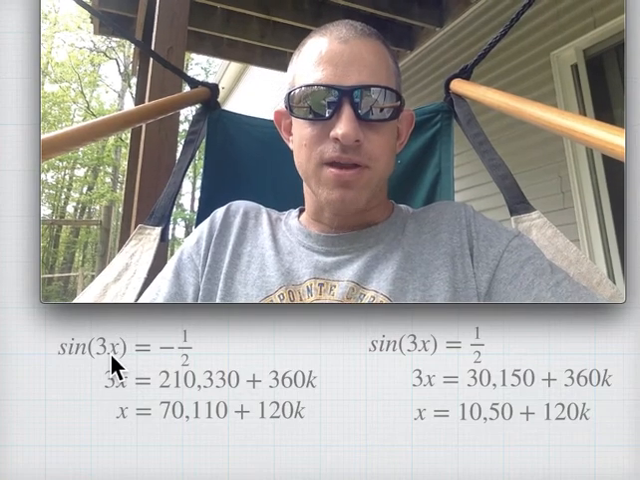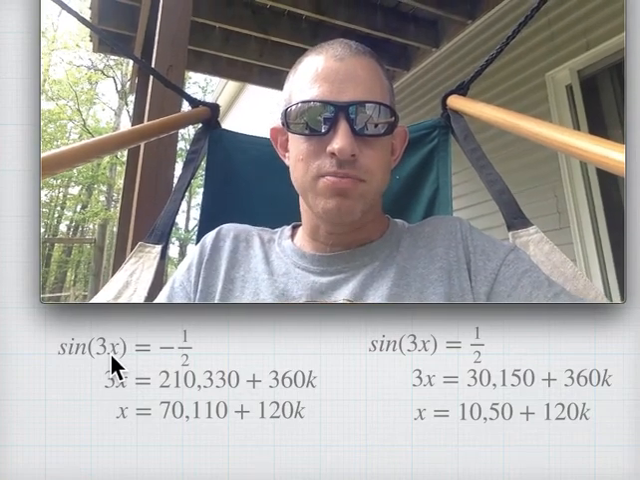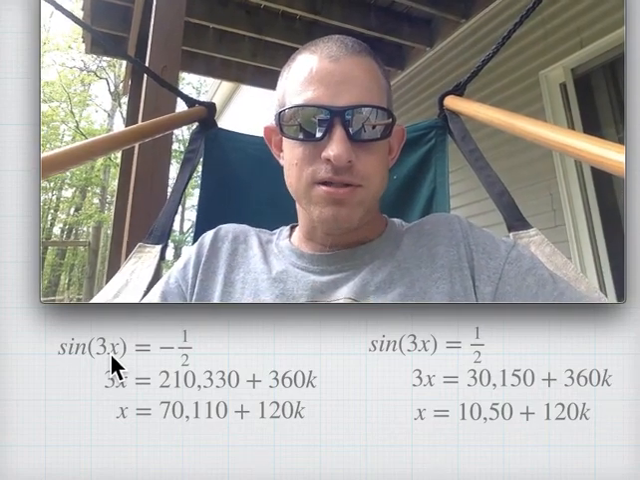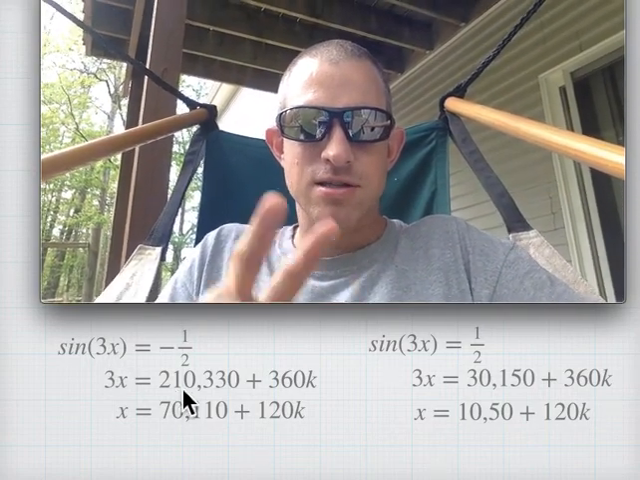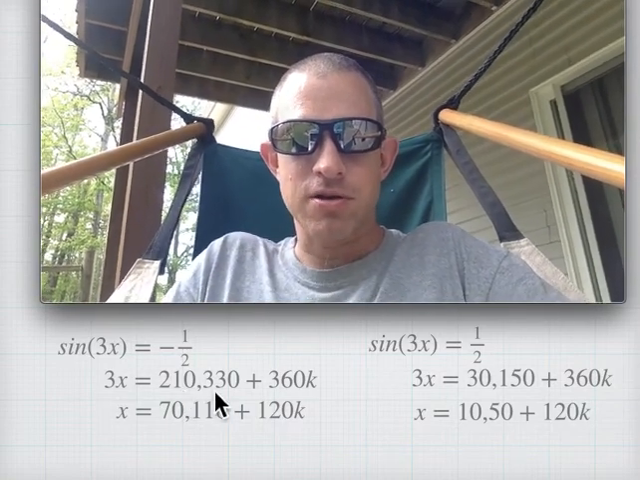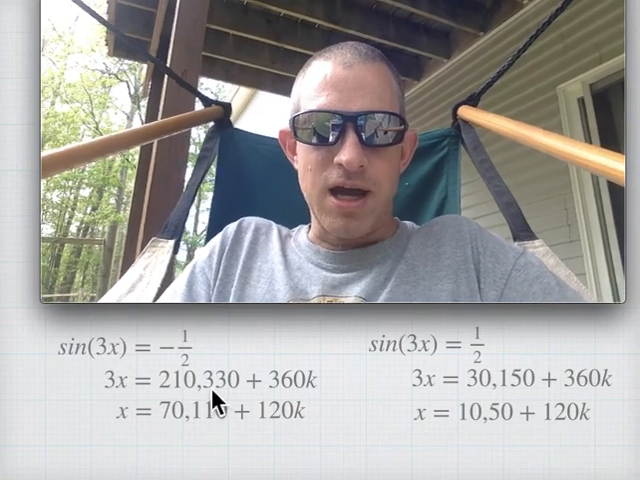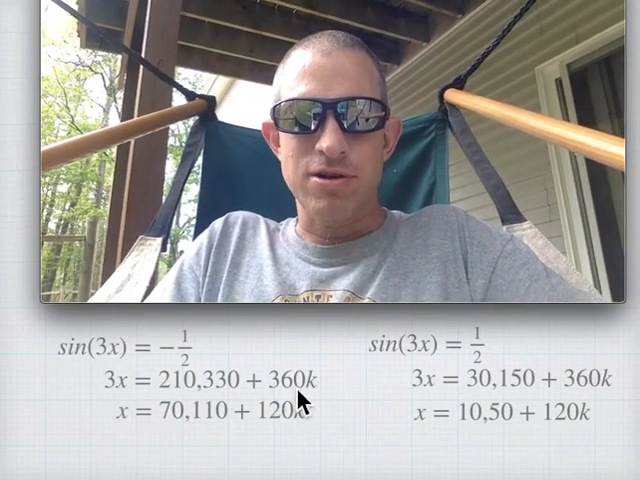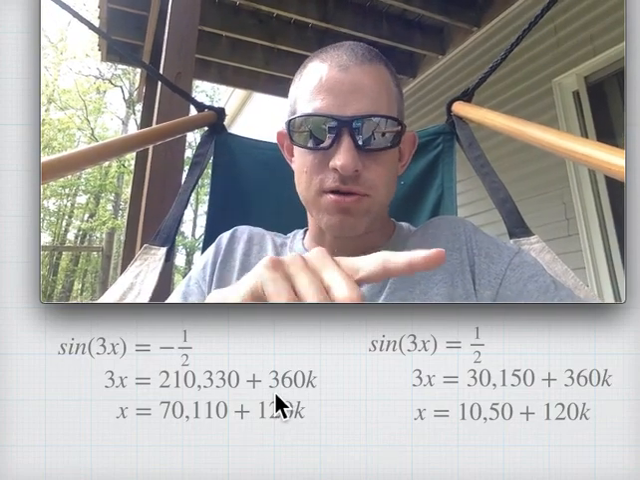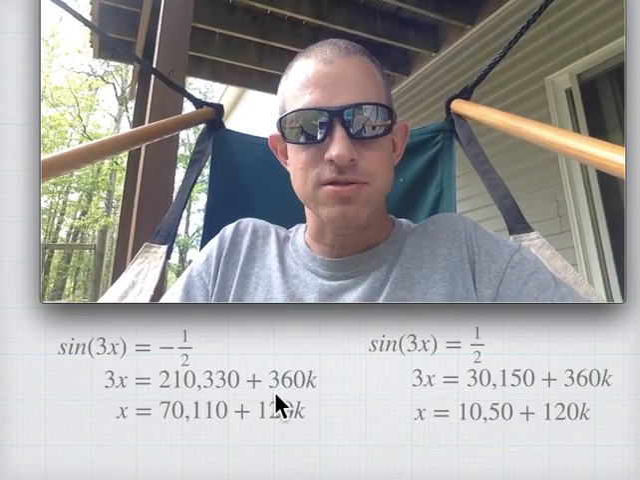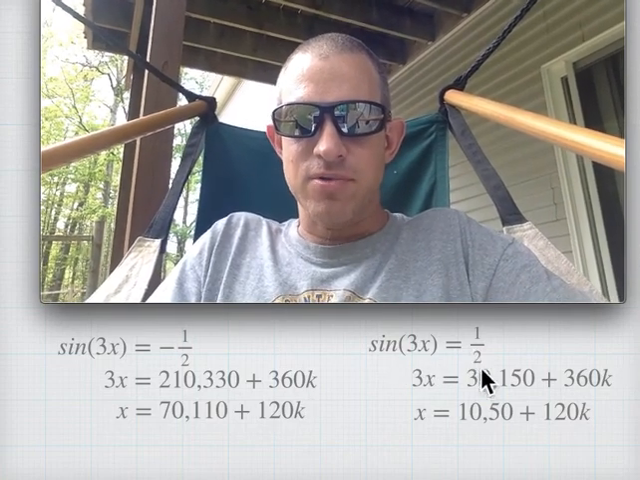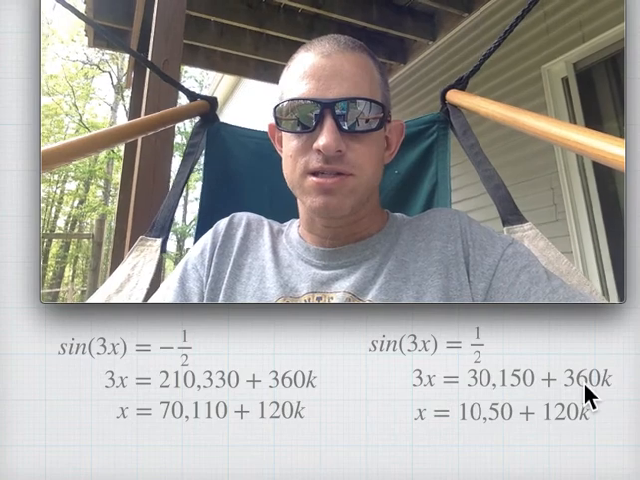In this case, if sine of 3x is negative 1/2, I'm looking up what angles give me sines of negative 1/2. And so those are going to be things in quadrant 3 and 4. And they're going to be 210 degrees, because that's the 30 degree in quadrant 3, and 330 is the 30-degree angle in quadrant 4. And usually we take those and add 360K to them because you can go around the circle and around the circle again and get more answers. When you look up sine of 3x equals 1/2, you get 30 and 150 plus 360K.